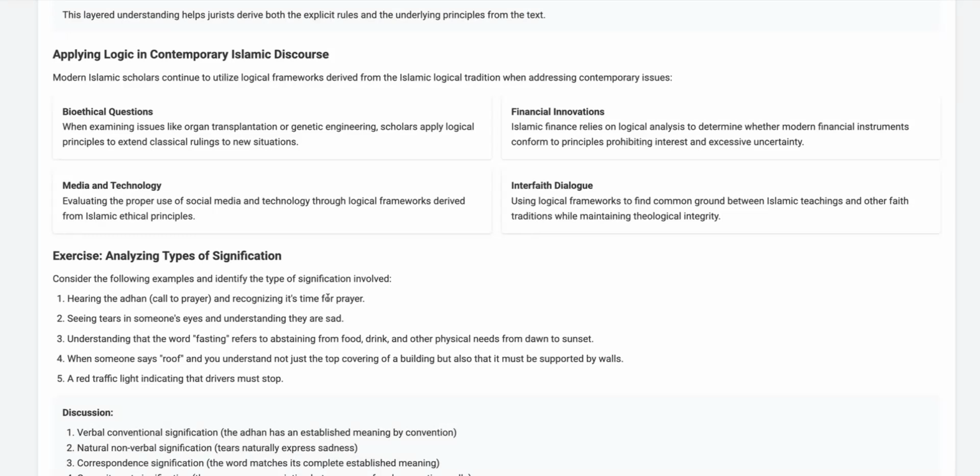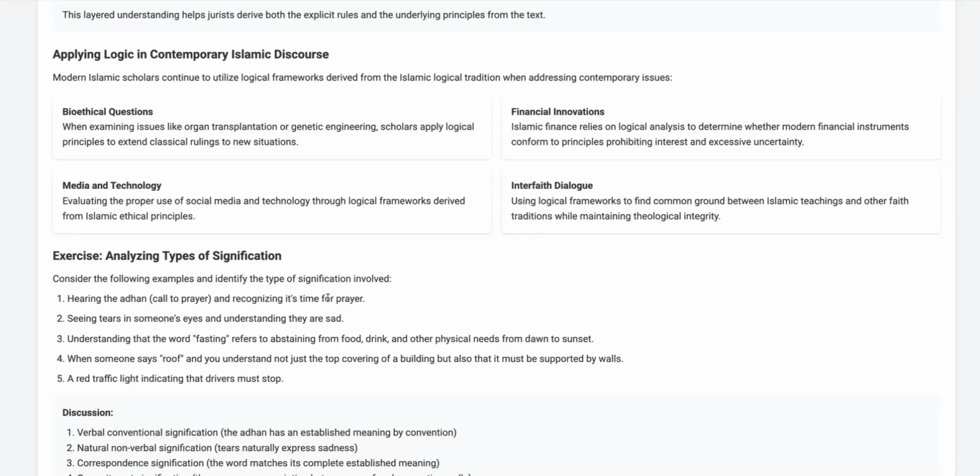We know it's dalala, lafziya, wada'iyya. Khalas. You don't have to tell me that. But those three that we talked about earlier, mutabaqa, tudmaniyya, and iltizamiyya, you have to tell me which one. Seeing tears in someone's eyes and understanding they are sad. Now you're going to go outside of dalalat al-wada'iyya lafziya, okay?